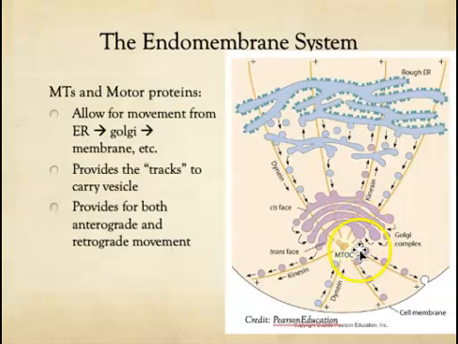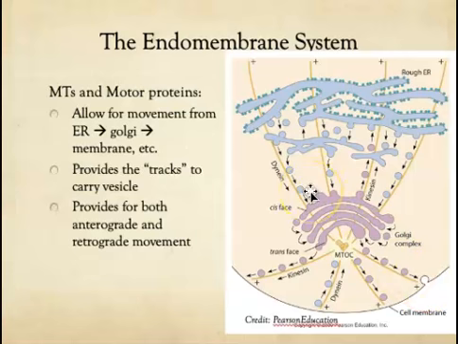So what that means is the motor protein that would be required to send a cargo from the Golgi apparatus to the plasma membrane for exocytosis, you would need a kinesin to do this, because you'd need a motor protein that travels in an anterograde fashion towards the plus end.